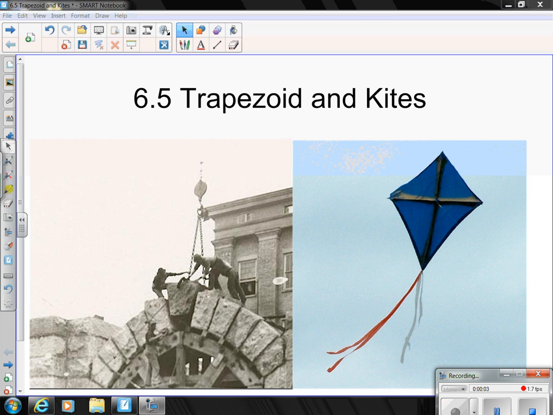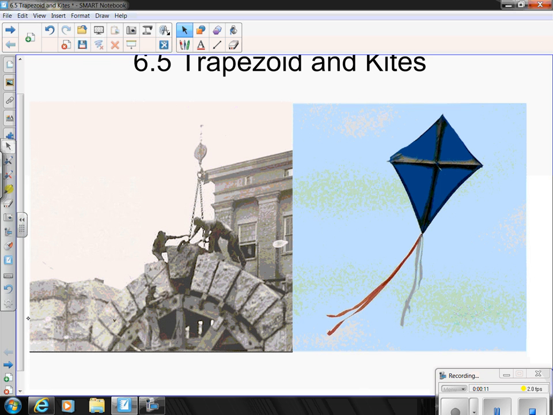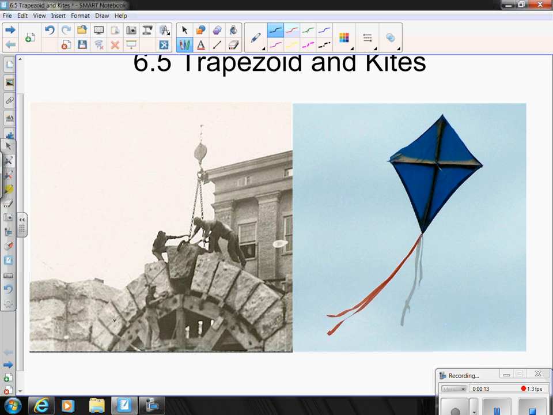6.5 Trapezoids and Kites. Here are some quadrilaterals that you might see in your life in situations where you're flying a kite. This is called a kite. These two side lengths in green are the same length, and then in red, these longer side lengths are also the same length.